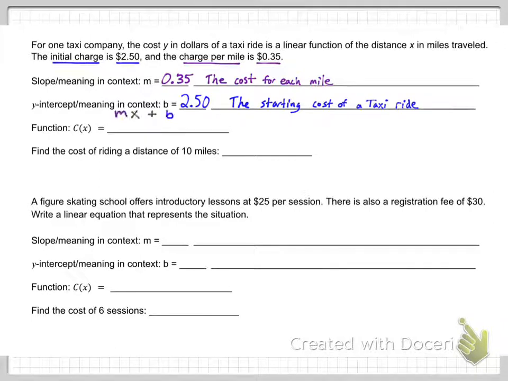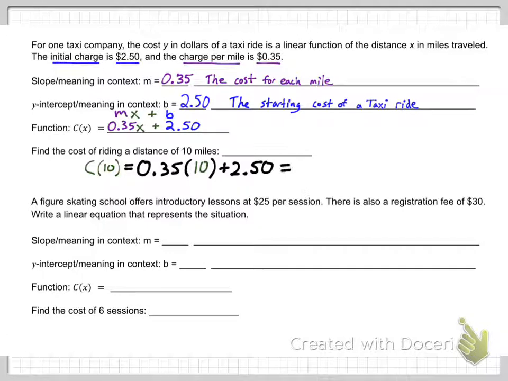For our function, we're going to use our equation again, and instead of m, I'm going to put 0.35 and multiply that by x, and then we're going to add that to 2.50. To find the cost of riding 10 miles, well, c of 10, that means the cost of 10 miles. In other words, that's the output of the function. And we write the function out, but instead of x, we're going to put 10. When you type that out and solve that, you get $6. So the cost of a taxi cab ride for 10 miles with this company is $6.